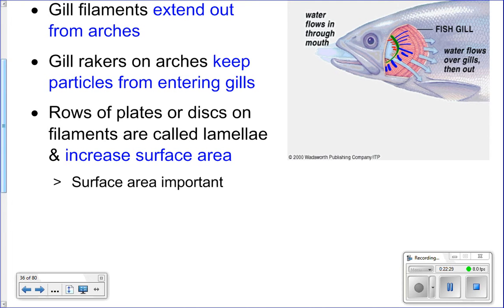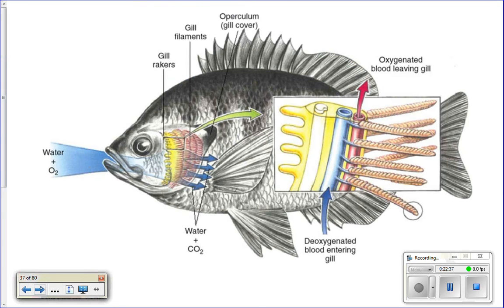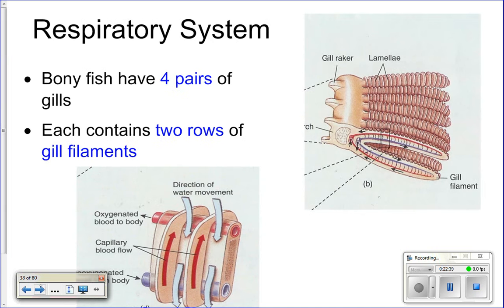So the lamellae help to increase the surface area of the fish's gills, which allows for gas exchange to take place. There's another picture to help you see it. Okay. Fish, osteichthyes, these bony fish, have 4 pairs of gills on either side of their head. Okay, so they've got 4 gill arches.